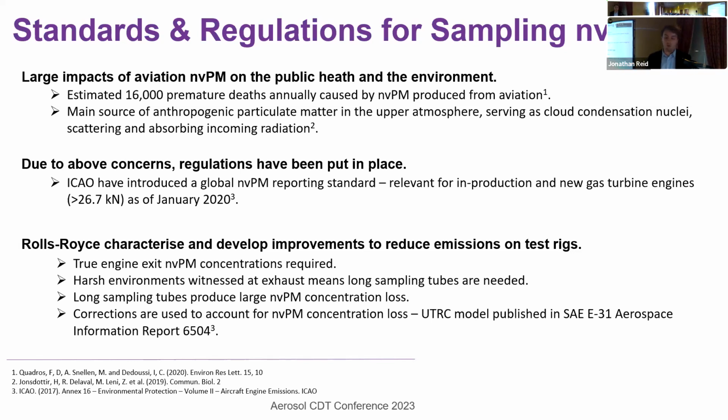To do this, the true engine exit NVPM concentrations are required. However, at the engine exit, harsh conditions are witnessed, such as 700-degree temperature. Due to this, long sampling lines are required to take the hot sample, cool it, and transport it to the measurement instruments. However, on long sampling lines, large NVPM concentration losses are witnessed. To account for these NVPM concentration losses, models have been developed. These include corrections. One such model is the United Technologies Research Center model, published in Aerospace Information Report 6504.